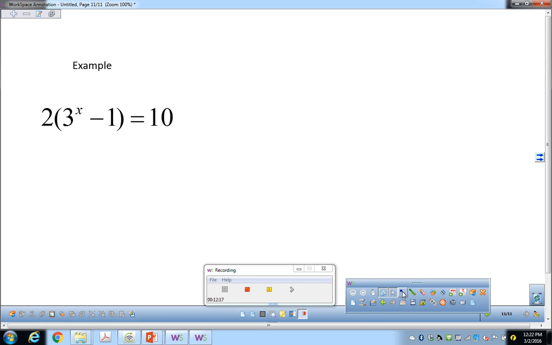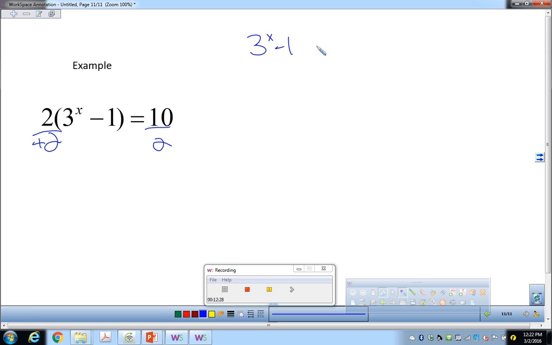So, if I were doing this one, first what would I do? You don't have to do this. Divide both sides by negative 2, positive 2, right? And then I get 3 to the x minus 1 equals 5. Then what? Then I get 3 to the x equals 6. Now what?